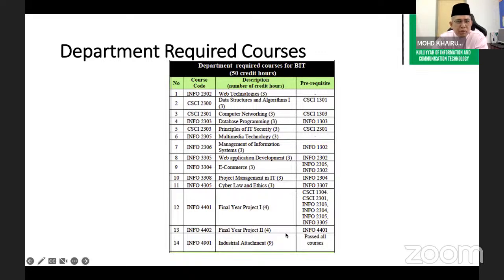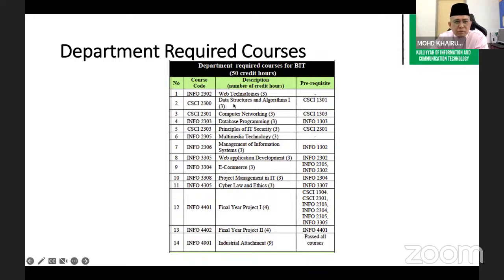In the department required courses, we have slightly different between computer science and BIT. For example, for the BIT students, you have to take web technologies where you will learn the front end of web applications. If you go to your browser and open any of the systems, basically the front end is the HTML, JavaScript, and everything. So we learn those technologies in web tech.